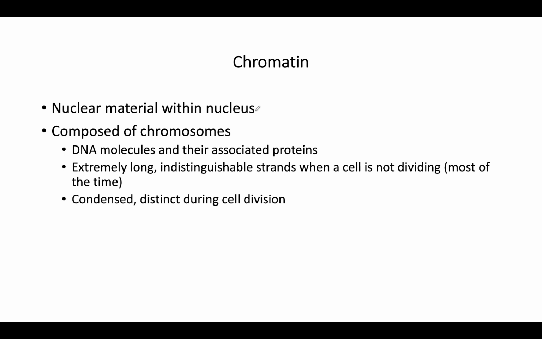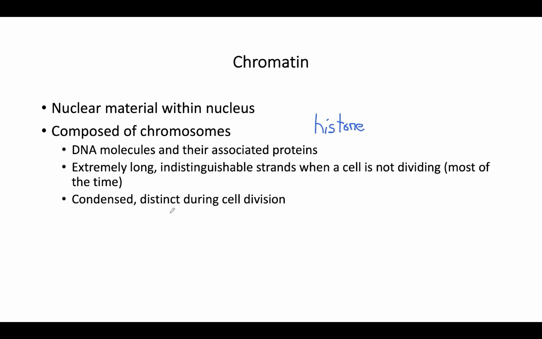Chromatin is the nuclear material within the nucleus, in other words DNA, composed of chromosomes, DNA molecules and their associated proteins. Chromatin exists with DNA, and this DNA is bound with protein. The name of the protein is histone. Histone protein binds with DNA and they are located inside the nucleus. They form extremely long, indistinguishable strands when a cell is not dividing. Most of the time, when the cell does not undergo cell division, the DNA is like a strand. It's an entangled strand, but this strand is composed of DNA molecules with histone protein.